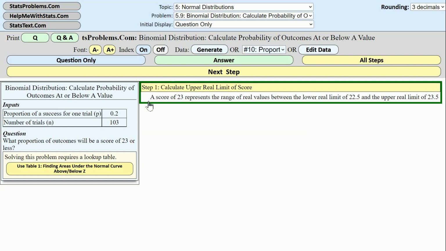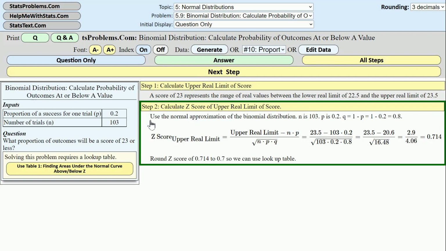In Step 1, we calculate the upper real limit. A score of 23 represents the range of real values between the lower real limit of 22.5 and the upper real limit of 23.5. In Step 2, we calculate the z-score of the upper real limit. Use the normal approximation of the binomial distribution. N is 103, p is 0.2, q equals 1 minus p equals 1 minus 0.2 equals 0.8.